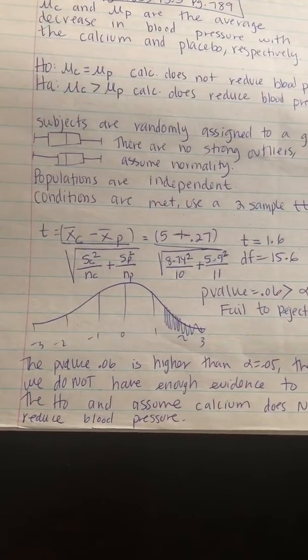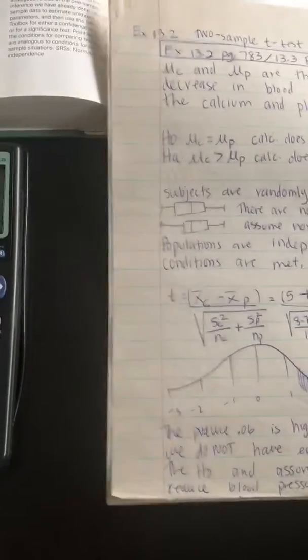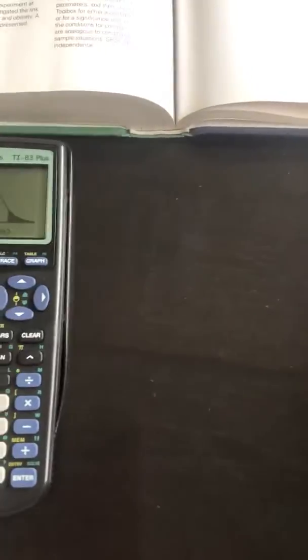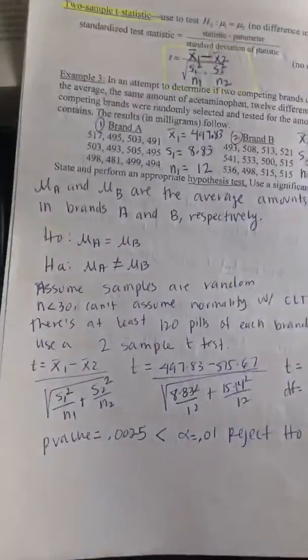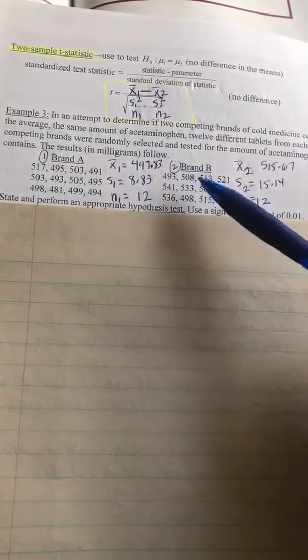Okay, so what I would like you to do now is, after you go over this example, I would want you to do the one in the back of the handout. Okay, I would want you to do this one on your own. So if you want to write down X bar, S, and N, they're right here. Or you can also put brand A in L1 and brand B in L2.